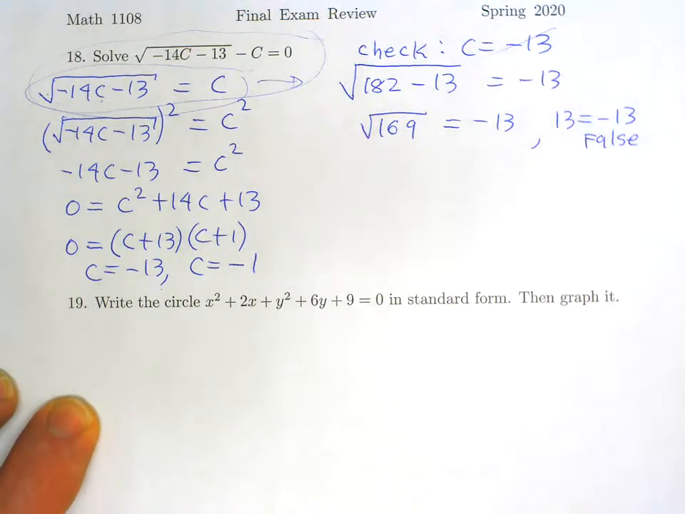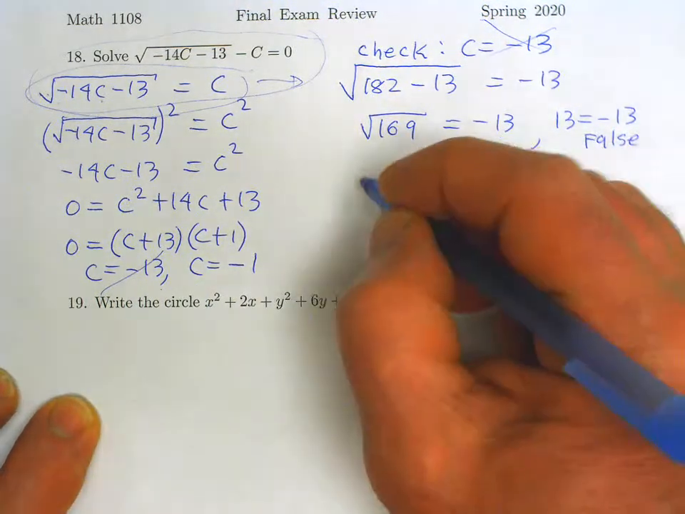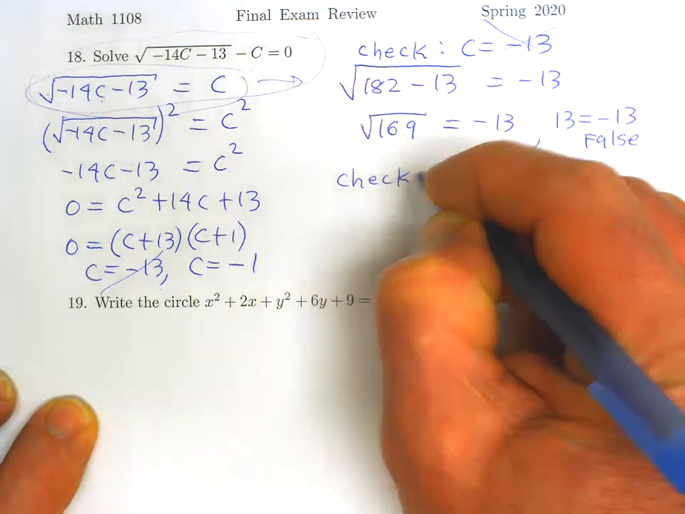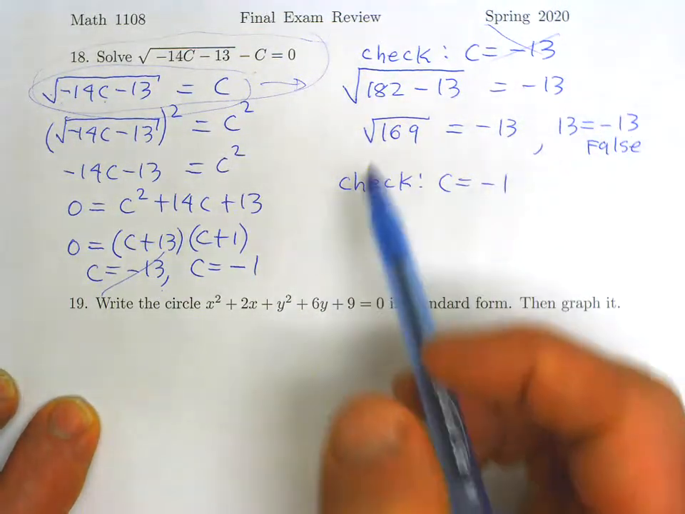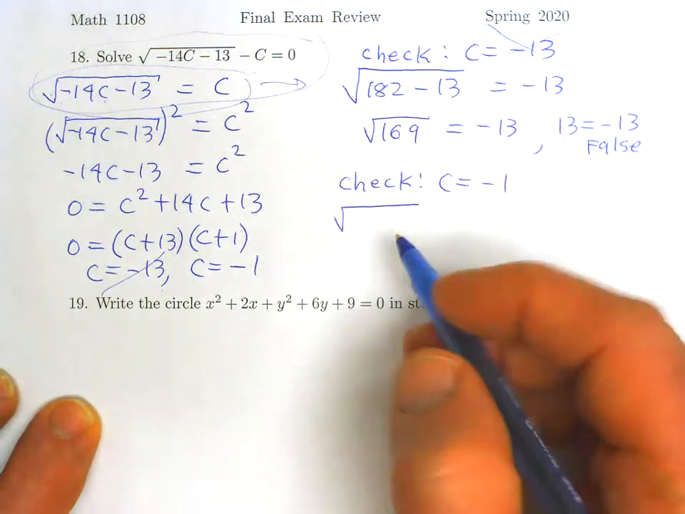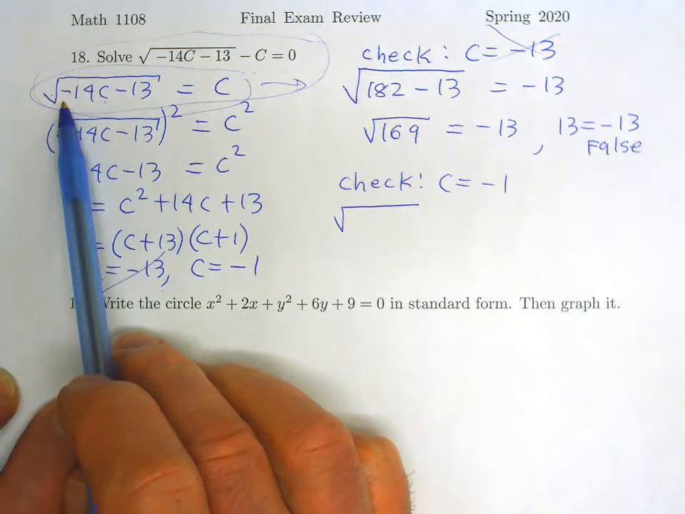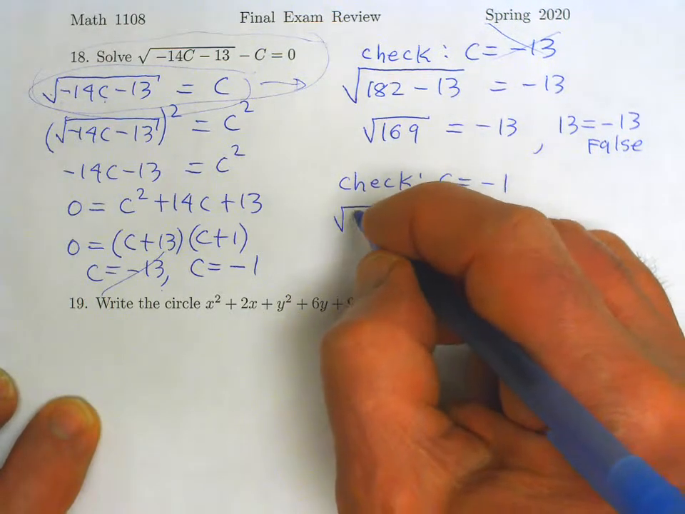So that means negative 13 cannot be a solution. And then when you check the other candidate, check c equals negative 1, well, the same sort of thing is going to occur. On the left-hand side, we have the positive square root of negative 14 times negative 1, which is positive 14.